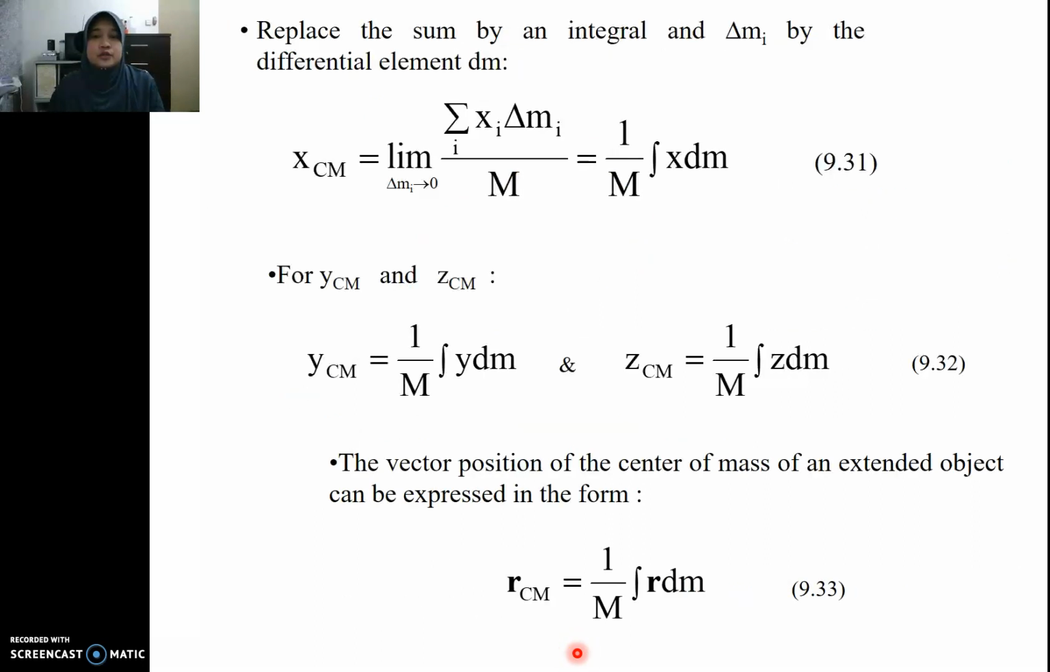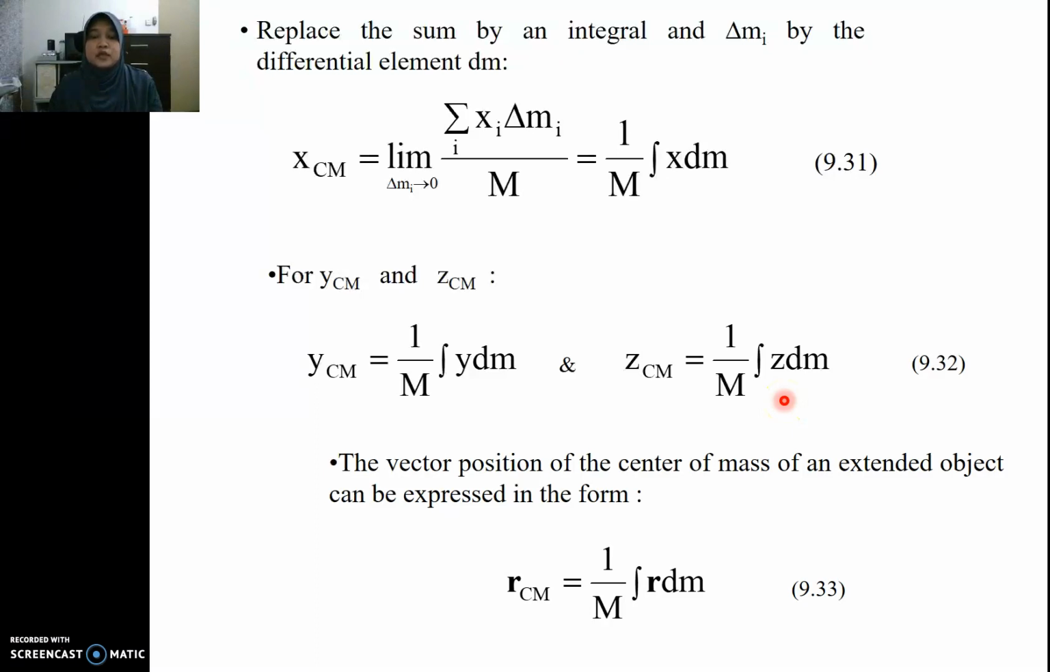So what we do is we replace the sum by an integral. The integration method helps us to do the summation. So we write xcm equals 1 over M, where M stands for the total mass of the system, times the integral of x dm. We also write similar equations: ycm equals 1 over M, the integral of y dm, and zcm equals 1 over M, the integral of z dm.